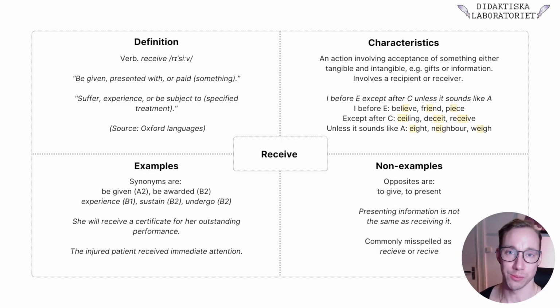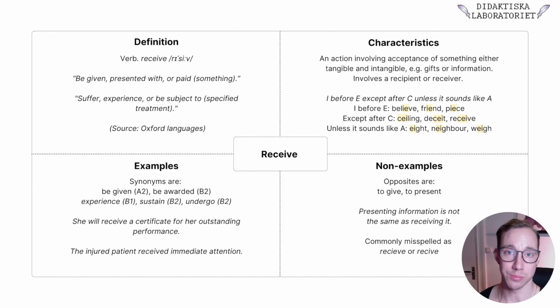Let's carry on to the bottom left, shall we? Here we have examples, some synonyms that I found related to the first part, to be given something or be presented with. We can naturally have be given or be awarded. These are slightly different in meaning from one another and also in difficulty. Then when it comes to be subjected to, let's say, a specific treatment, we can have synonyms such as experience, sustain, or undergo, where sustain and undergo are slightly more advanced at a B2 level.